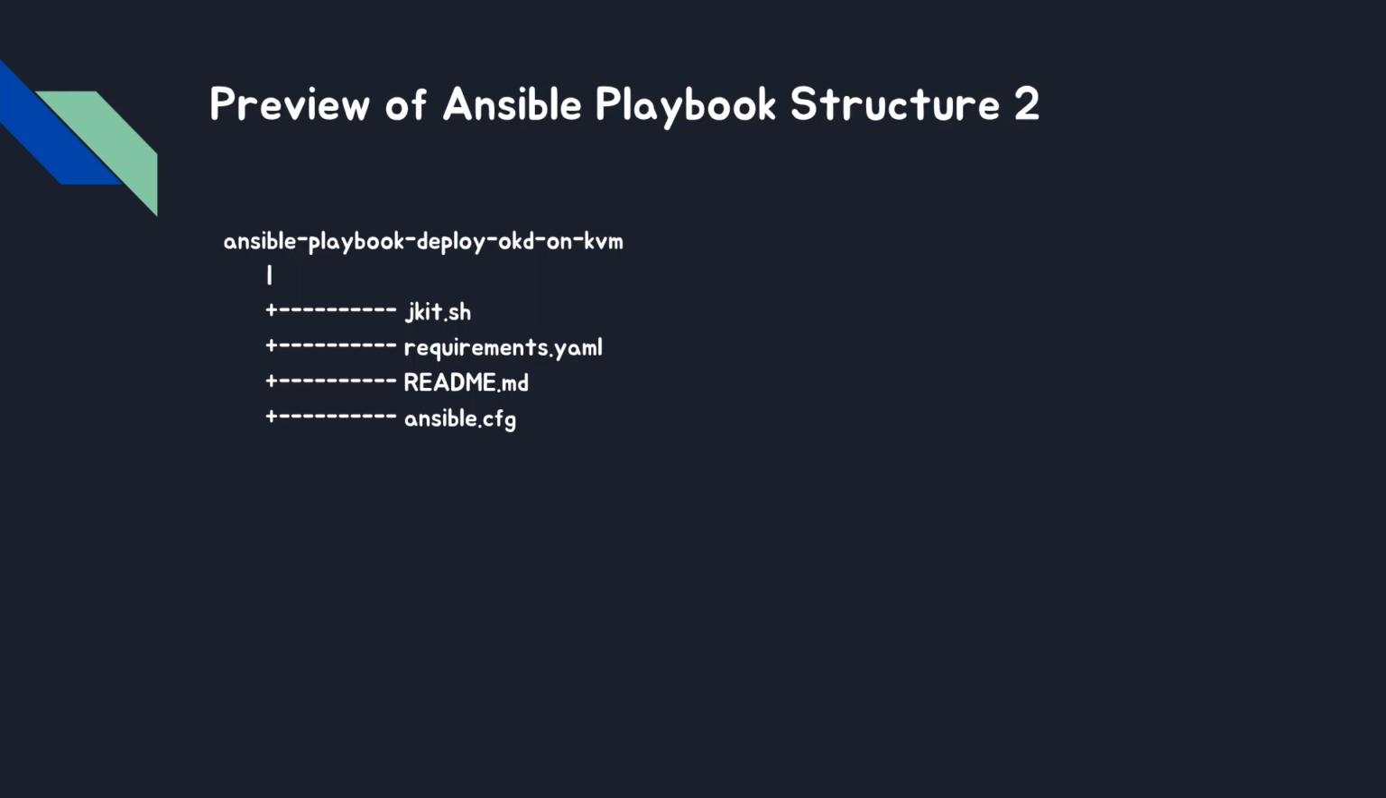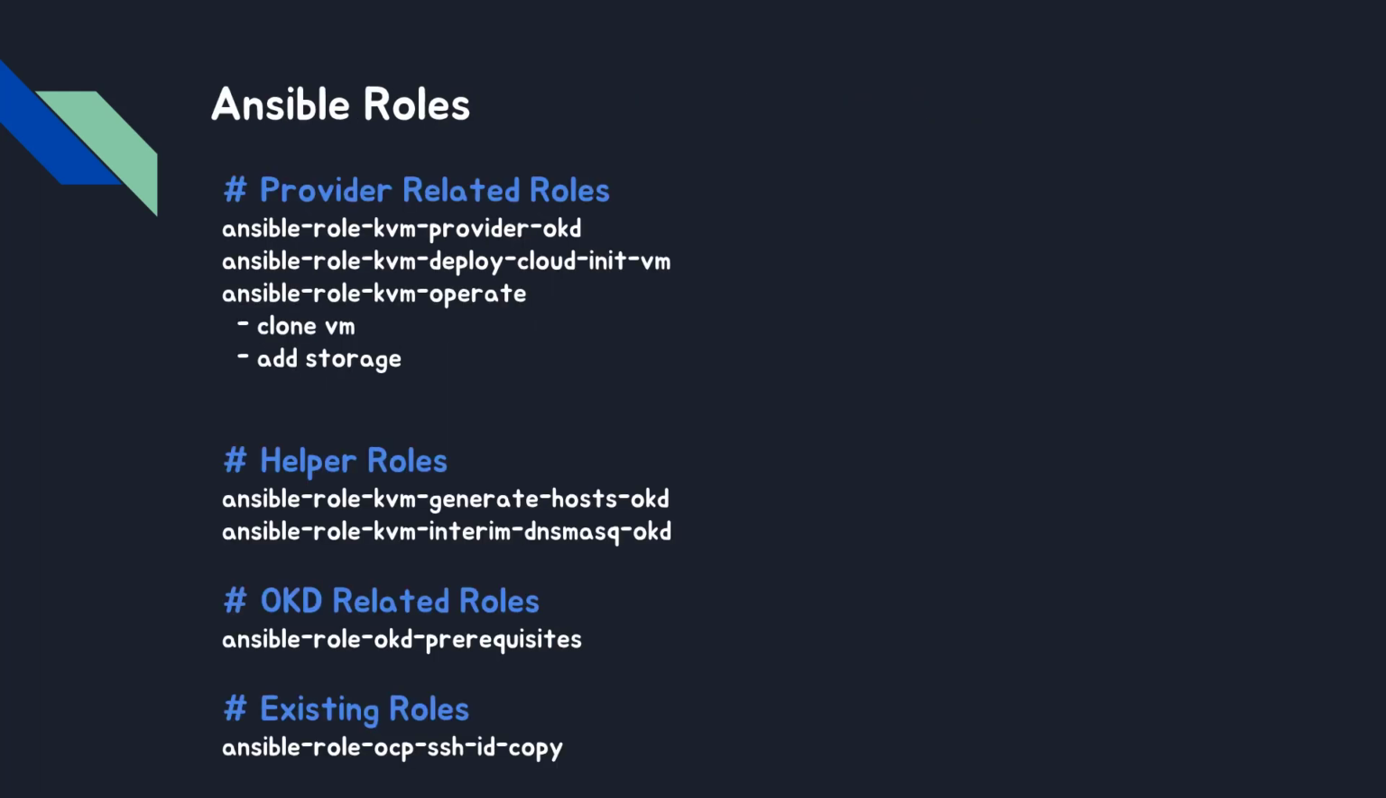The ansible.cfg file is the configuration file for Ansible. We will set up very basic things in this Ansible configuration file, like remote user, privilege escalation, and log file path. These are the Ansible role names. These names can be changed, but this is my initial idea for the naming.